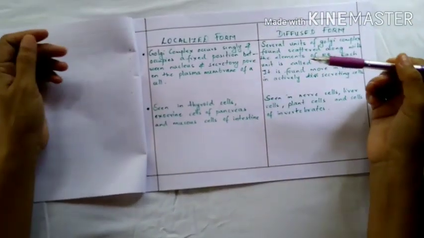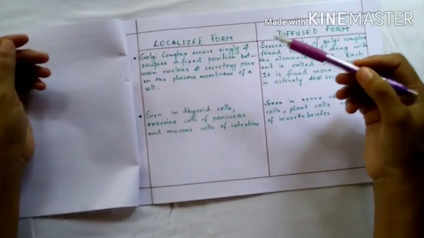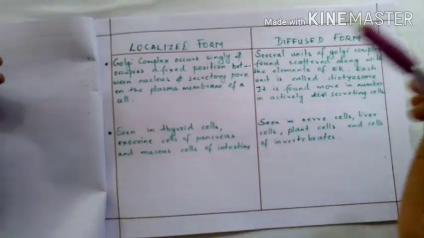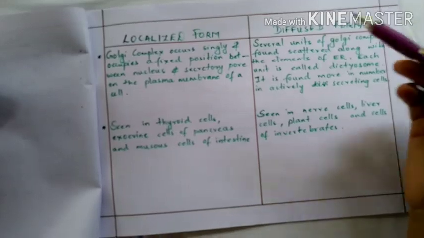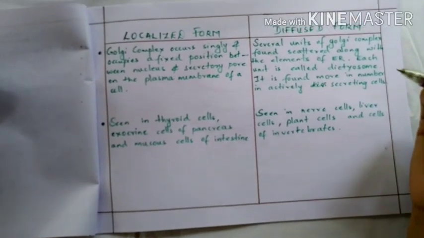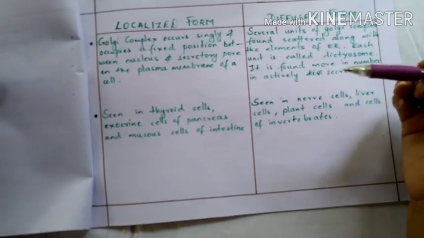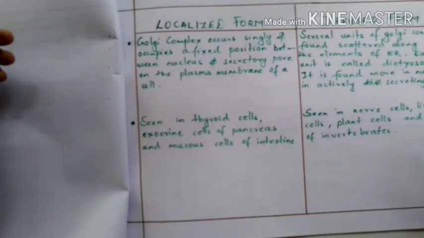In localized form, the Golgi complex occurs singly and occupies a fixed position between the nucleus and the secretory pore, which is found on the plasma membrane of a cell. They are seen in thyroid cells, exocrine cells of pancreas and mucous cells of intestine.